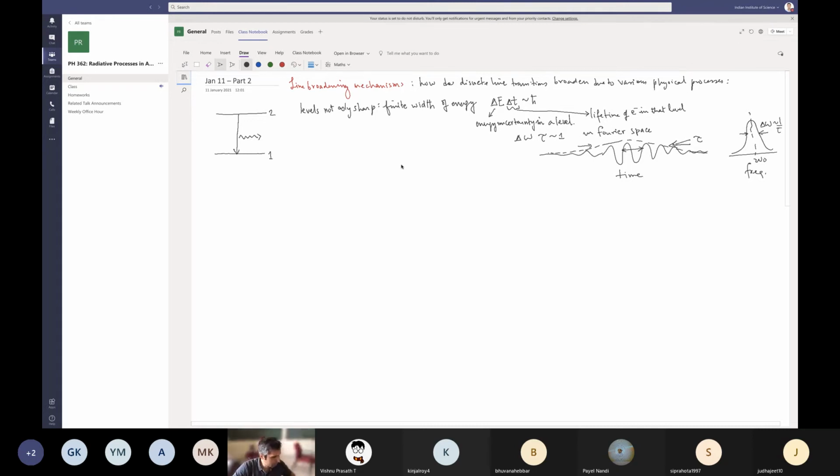So these energy levels are not perfectly constant in energy. They have some width associated with them. That would mean that the photon that comes out is not a delta function in frequency. It has some width associated with it, which is characterized by a line profile.